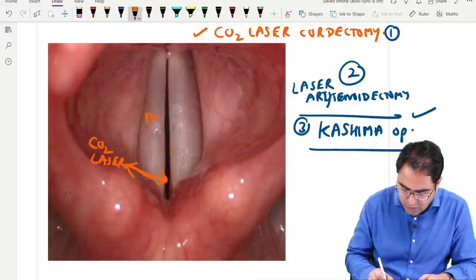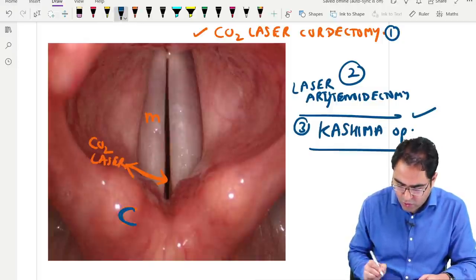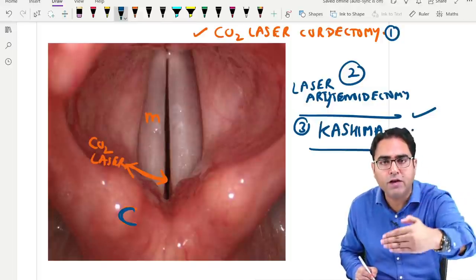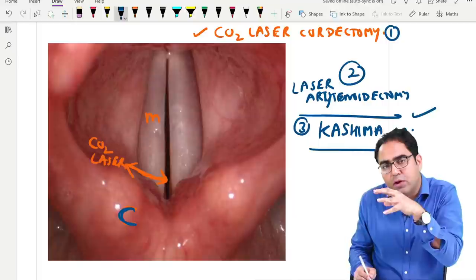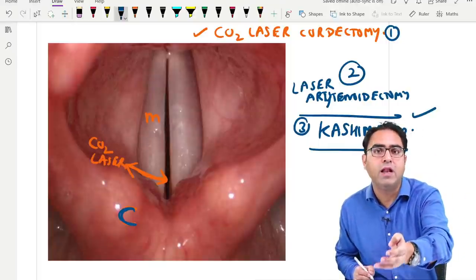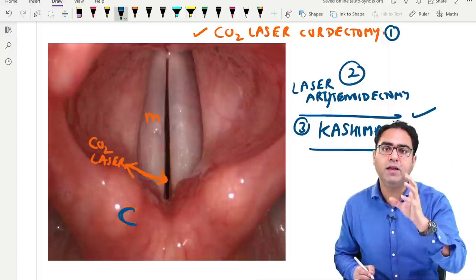Because this membranous part of the vocal cord is attached to the cartilaginous part of the vocal cord over here. If you apply the laser cut at the junction of the membranous and cartilaginous part, the membranous part will go a little laterally and that will open the space for you to get the air in the lungs. This is called a Kashima operation. Very important INI-CET NEET PG question, beta.